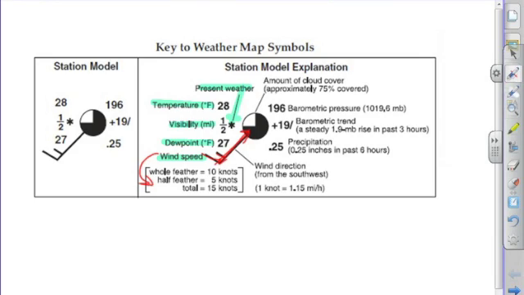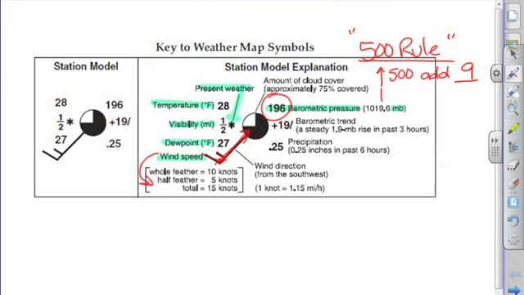Next, top right-hand corner, we've got barometric pressure, always given in millibars, and we'll talk about the 500 rule. The 500 rule states, if the barometric pressure, the three numbers that sit right here, is above 500, you're going to add a 9 in front of the number. If that number is below 500, you will place a 10 in front of the number. There's always going to be a decimal. Once you've converted the number, you'll always place the decimal between the last two digits.